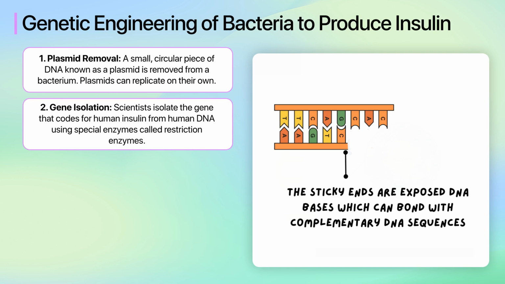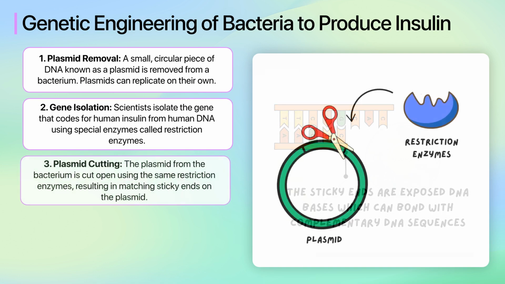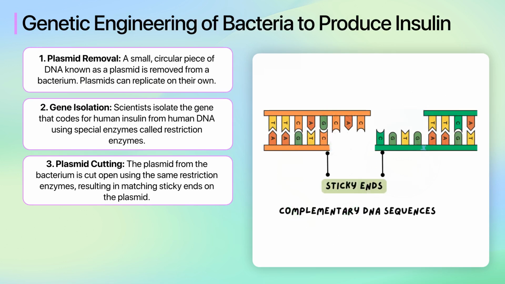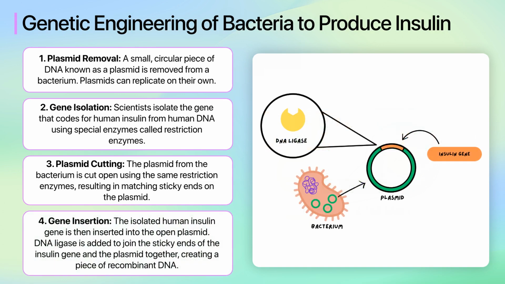Importantly, the cuts leave ends with exposed bases called sticky ends. The plasmid from the bacterium is cut open using the same restriction enzymes, resulting in matching sticky ends on the plasmid. The isolated human insulin gene is then inserted into the open plasmid. Another enzyme, DNA ligase, is added to join the sticky ends of the insulin gene and the plasmid together, creating a piece of recombinant DNA. This means two different types of DNA, bacterial and human, have been combined.